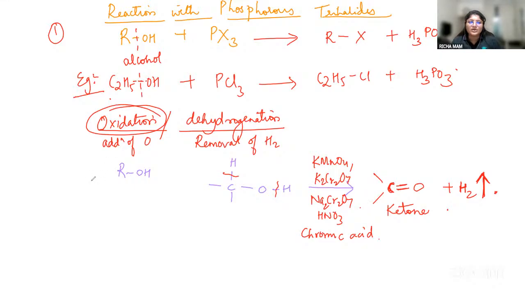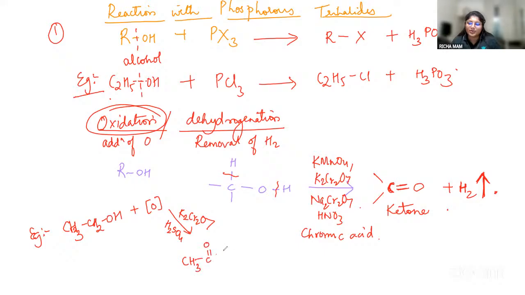Suppose I have a primary alcohol. Let me take an example now: CH3CH2OH. It is ethyl alcohol. I am doing oxidation of ethyl alcohol in the presence of K2Cr2O7 and H2SO4. So what is going to happen? It is CH3CHO, so an aldehyde is formed.